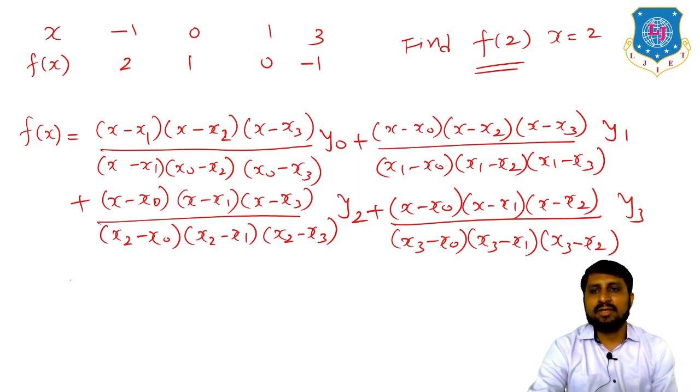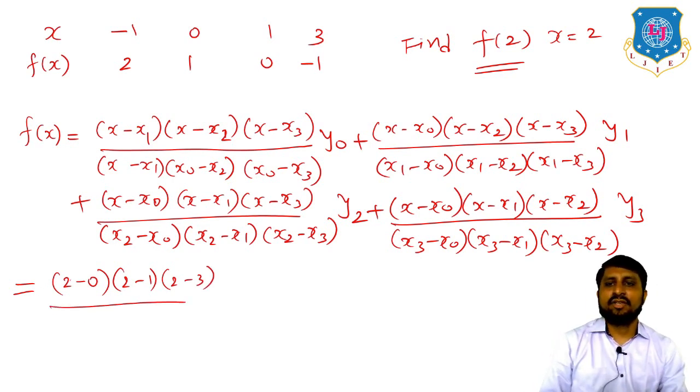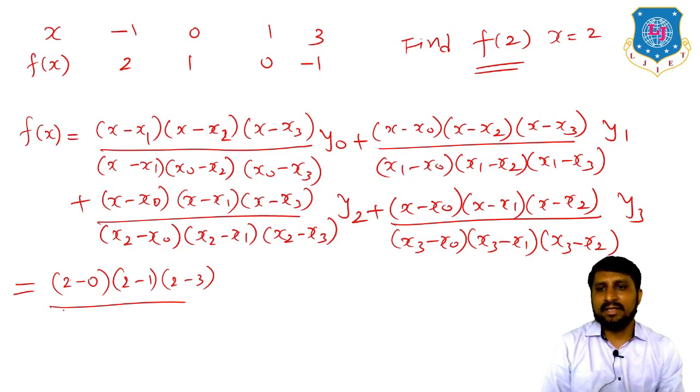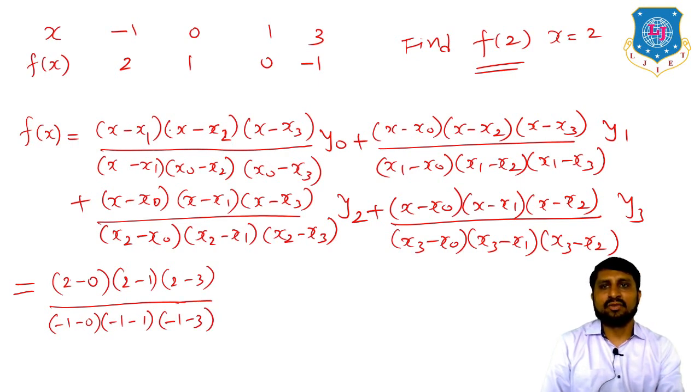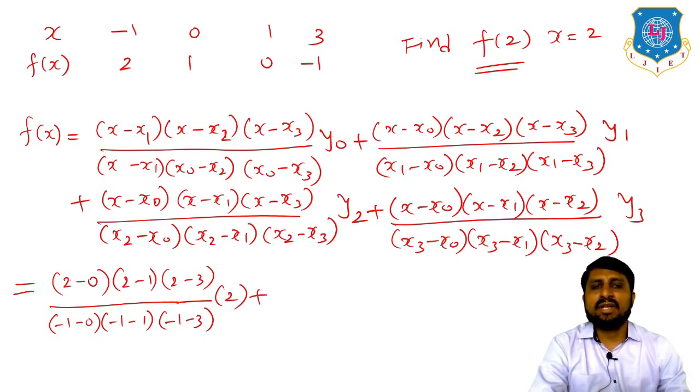Okay, so this is equal to, I can write 2 minus 0, 2 minus 1, 2 minus 3 upon, instead of 2, now you have to take minus 1. Okay, so minus 1 minus 0, minus 1 minus 1, and minus 1 minus 3 into y0. y0 is what? 2. So into 2 plus, similarly, put all these values. Now I hope you can understand.